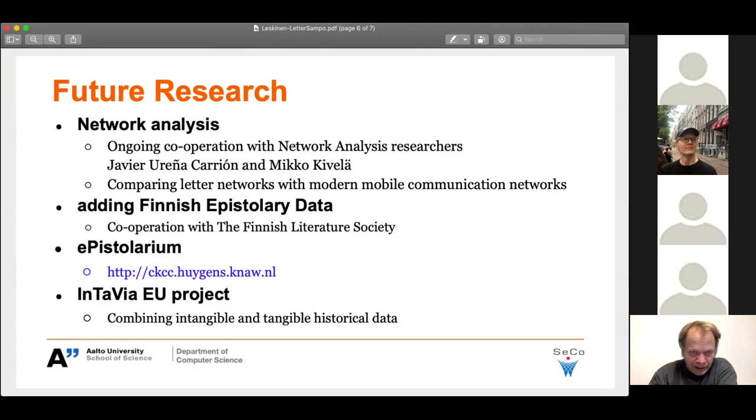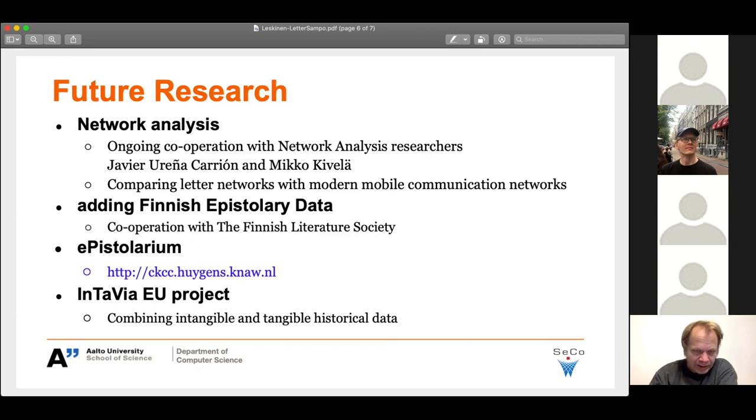We have been in ongoing cooperation with network analyst researchers, doctoral student Javier Urenia Carrion and Professor Mikko Kivelä. What they are doing in the project is comparing historical letter networks with modern mobile communication networks.